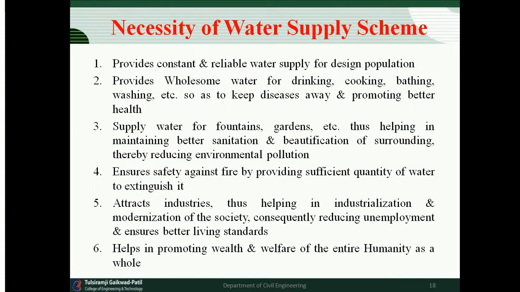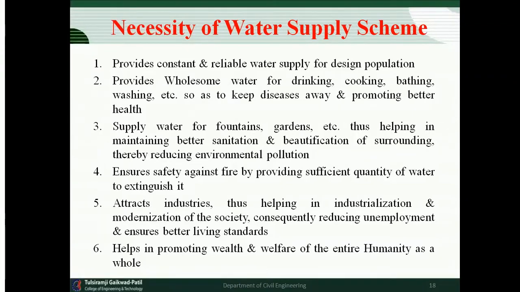Necessity of water supply scheme. Why is a water supply scheme required? A water supply scheme provides constant and reliable water supply for design population of a particular city. It provides wholesome water for drinking, cooking, bathing, washing, etc., so as to keep diseases away and promote better health. If we have clean water, diseases will stay away from our home. Maximum diseases occur due to consumption of impure water. Hence, a water supply scheme plays an important role in keeping us healthy.